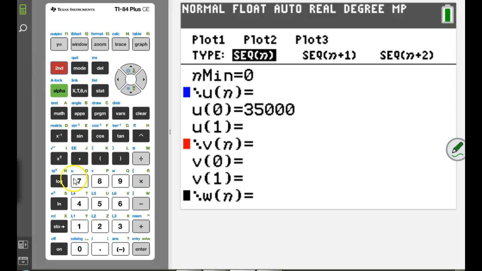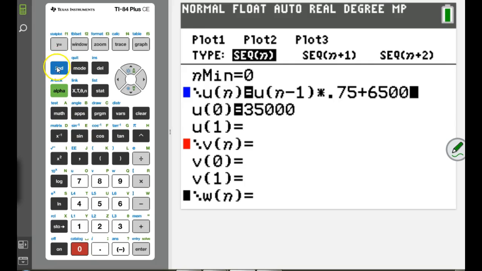Yes, second 7 to get that little baby U there. Okay, and then it is parenthesis n minus 1. Good job. And it doesn't look like a subscript, but it understands that it is. So we have the previous term. Then what are we supposed to do? 0.75 plus 6,500. No, it'll do it, okay, because it understands.